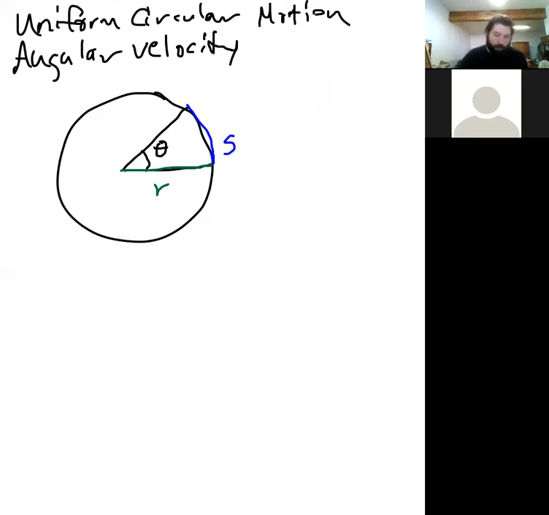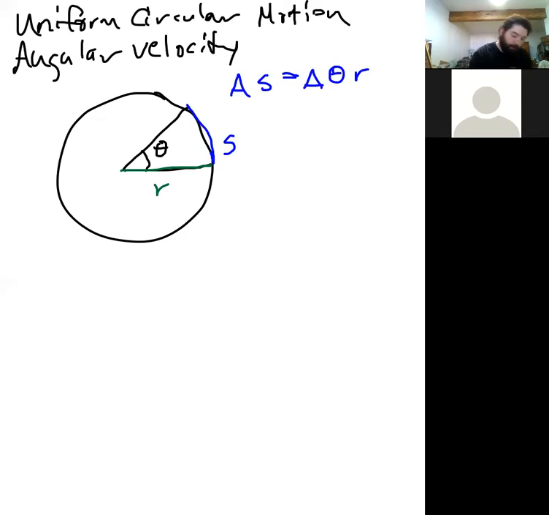Okay, so angular velocity is going to be similar to what we just had. What I just erased was, I'll do this in blue, I guess. Delta S is equal to delta theta times R. So we're going to define something called omega, the angular velocity.